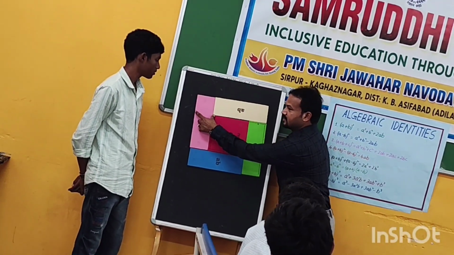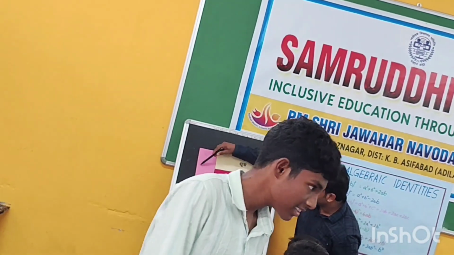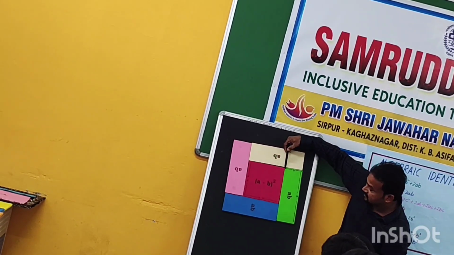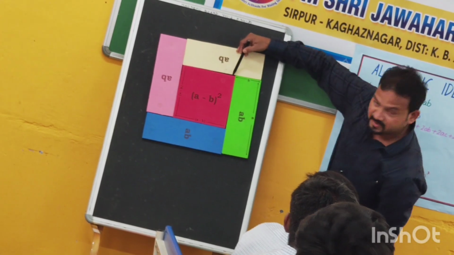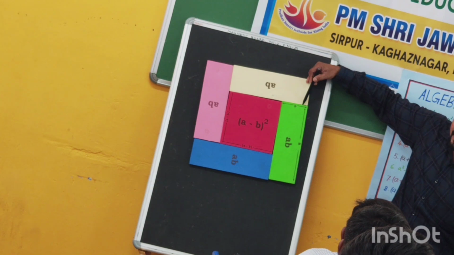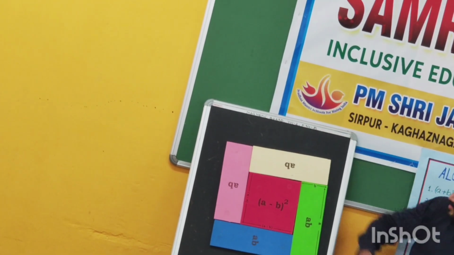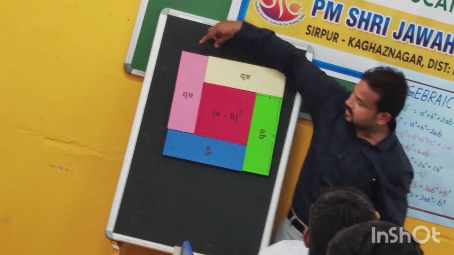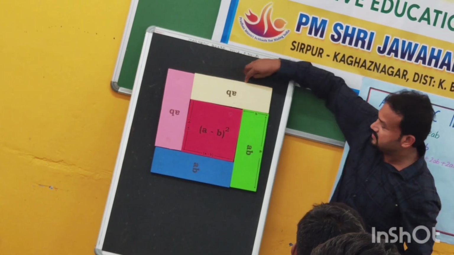This is B. B plus A minus B. यहाँ से यहाँ तक क्या है? B and यहाँ से यहाँ तक A minus B. Okay. So B plus A minus B is A plus B. So total is how much? A plus B. I tell you again. From here to here it is B. And from here to here it is B plus A minus B.